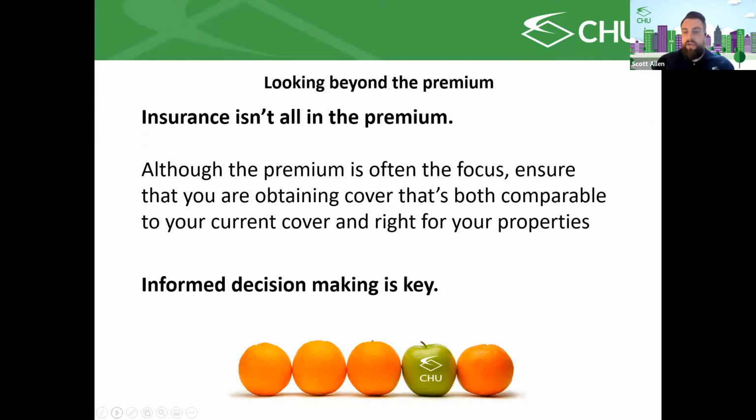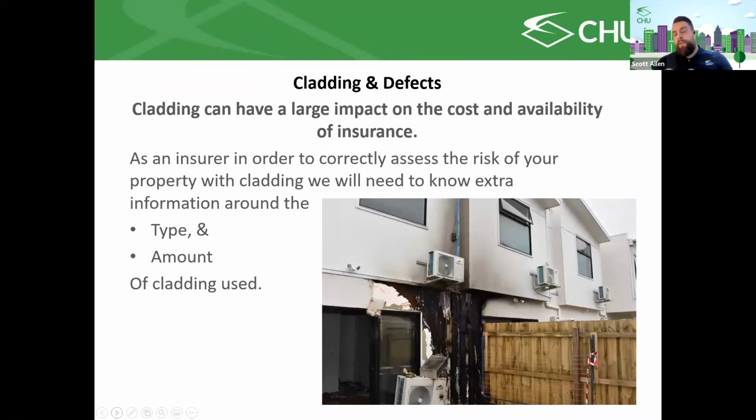And that could be CHU, that could be SUU, that could be someone else altogether. But as long as that policy is right for you and your property, it's making sure that you aren't losing out on thousands of dollars worth of coverage just to save $100 per year. That's always something worth considering, because there are pitfalls when it comes to not having informed decision making in place when looking at those policies. So let's move on to cladding and defects.